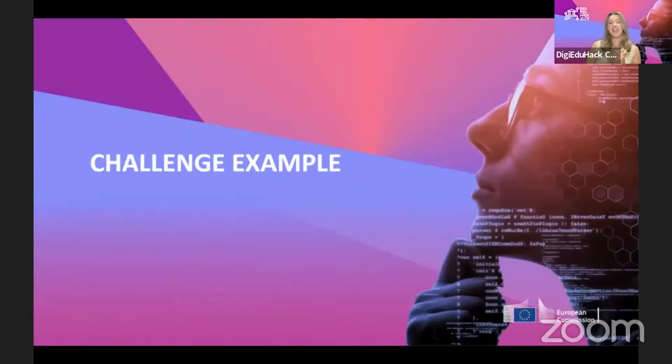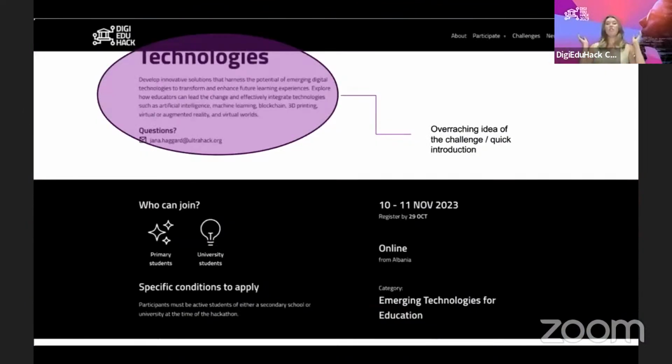All right, let's go through a challenge example and give you some ideas and tips on how to structure your website once you are creating it in the end. You can also find this on the website and look at it later, but I'm just going to give you a quick run through. Start with a general idea of the challenge area or a quick introduction to the theme that you are focusing on. What is the problem that we are trying to solve here? It is also good, as you can see here, to add contact details for anyone asking questions.